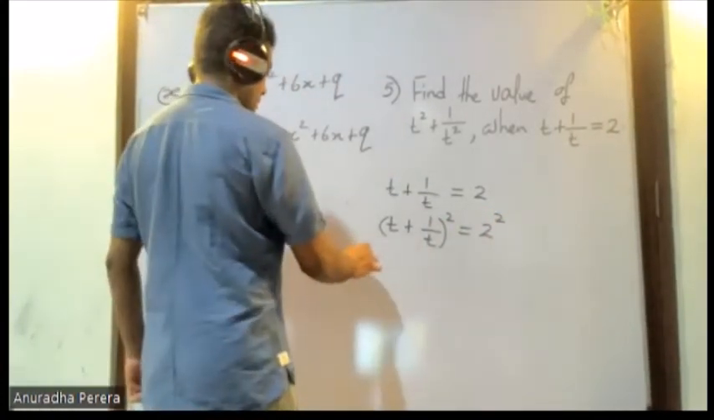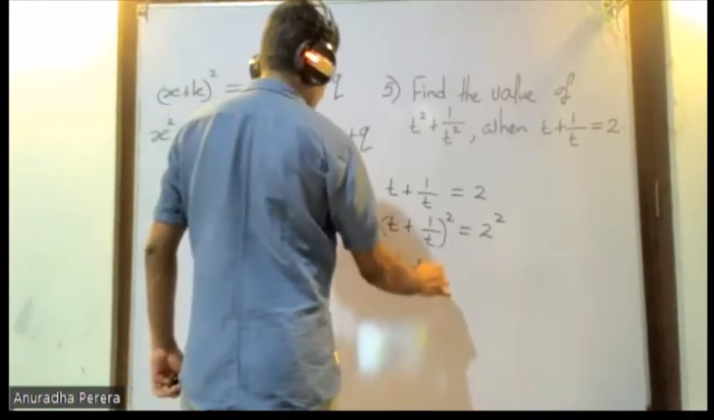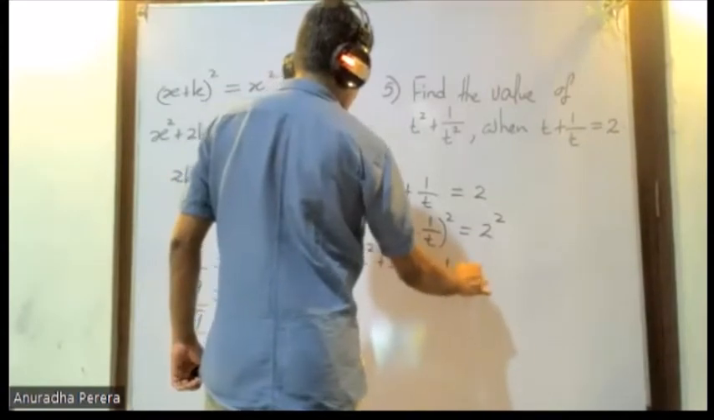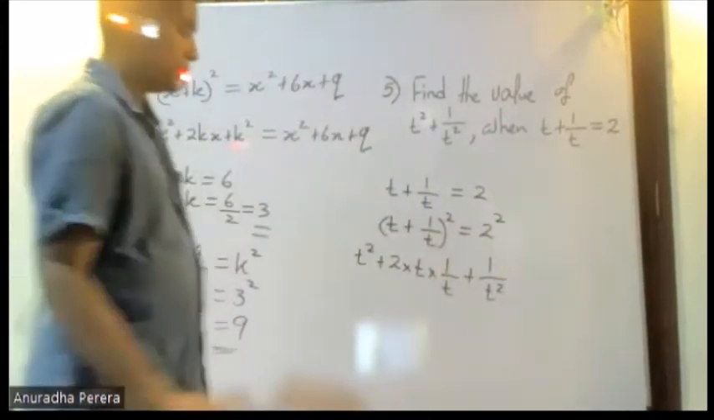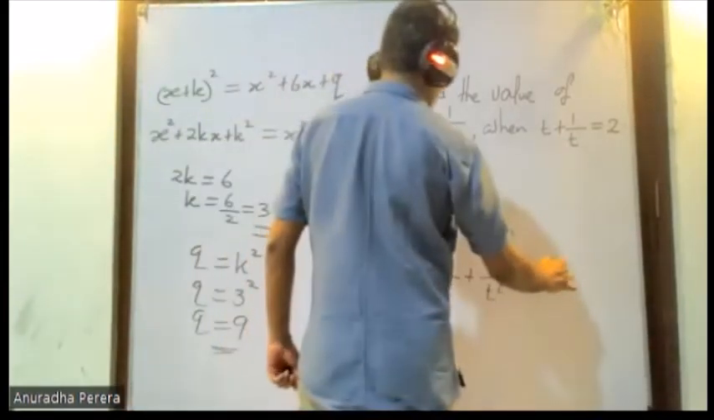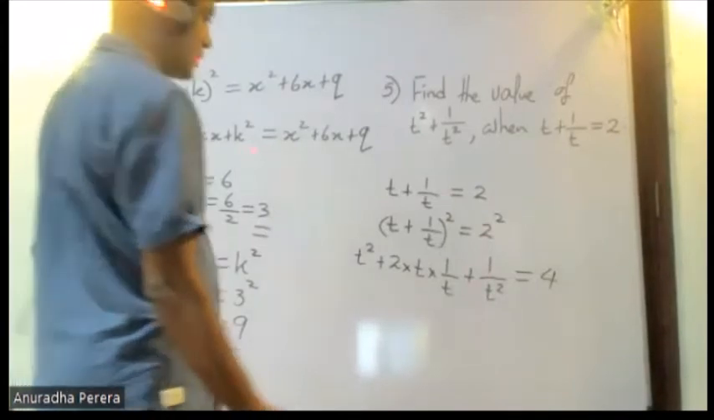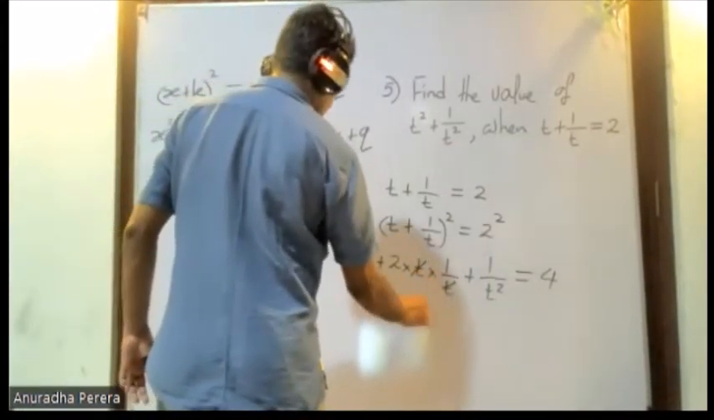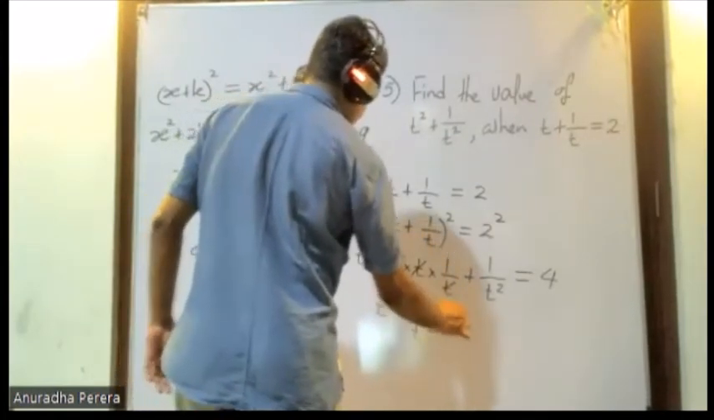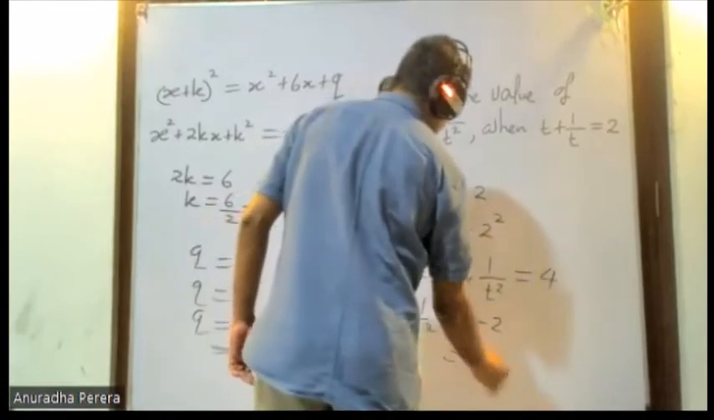t squared plus 2 times t times 1 over t plus 1 over t squared, right? Equals 4. You can simplify this. Then t squared plus 1 over t squared equals 4 minus 2. The answer is 2. Yes. The answer is 2.